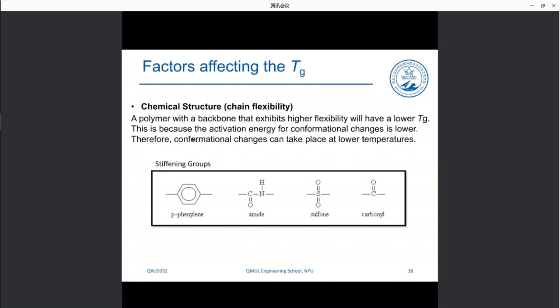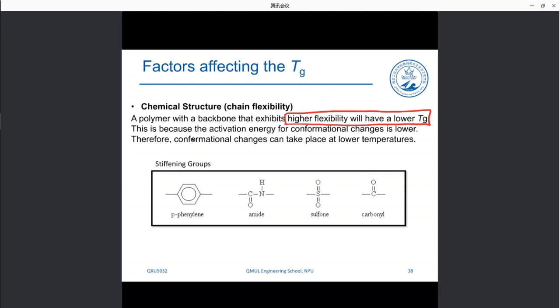Of course, what is very, very important is the chain flexibility. If there is high flexibility of the chain, that leads to lower TG. So for higher flexibility, we have lower glass transition temperatures.